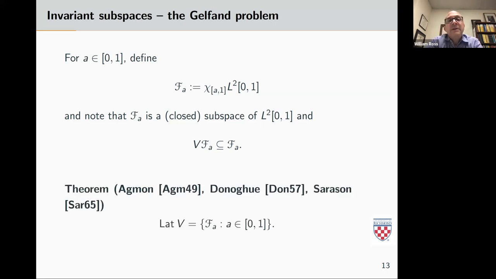It turns out that Gelfand asked, and a number of people answered, that these are actually all of the invariant subspaces of the Volterra operator. So it was a convolution theorem of Agmon that actually proved this, but there are more direct proofs, one by Donoghue and others. They worked in Lp. And I point out a paper of Sarason has a very elegant proof of this theorem using inner functions.